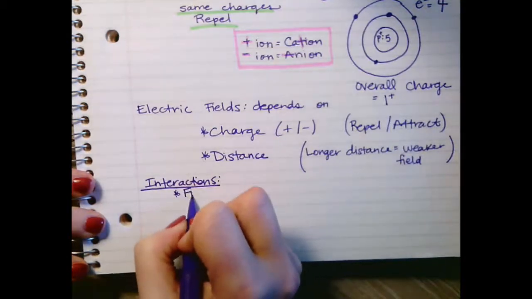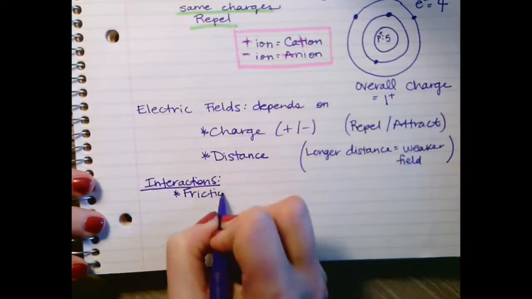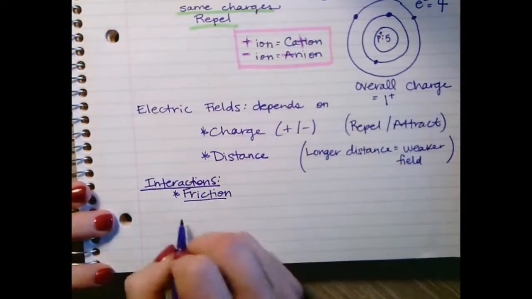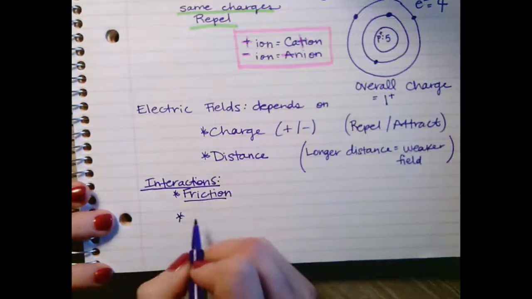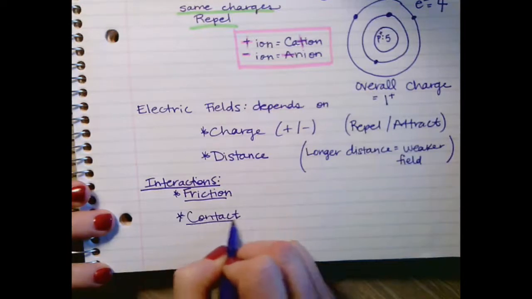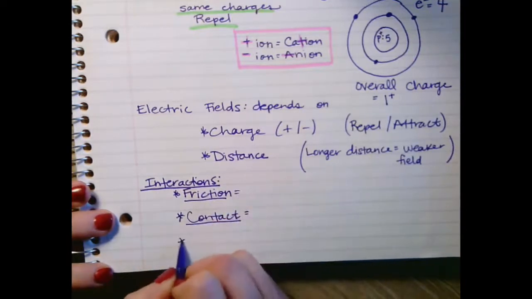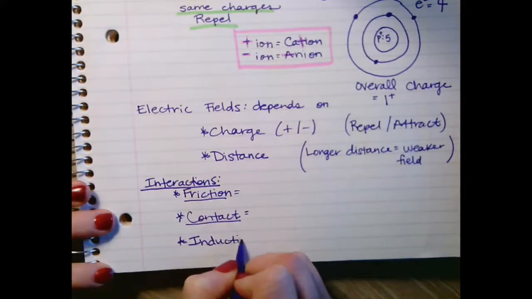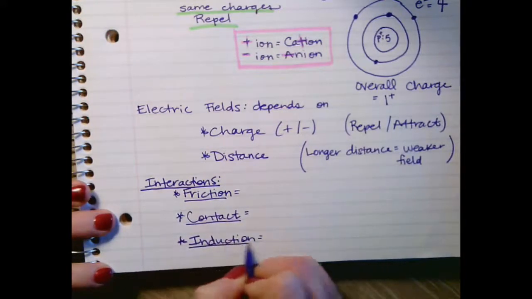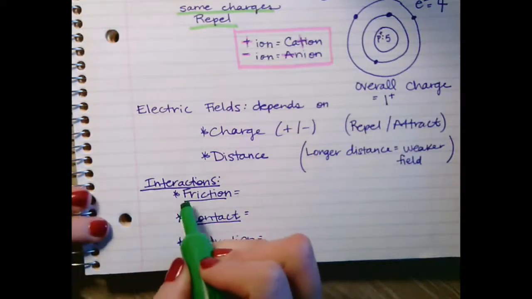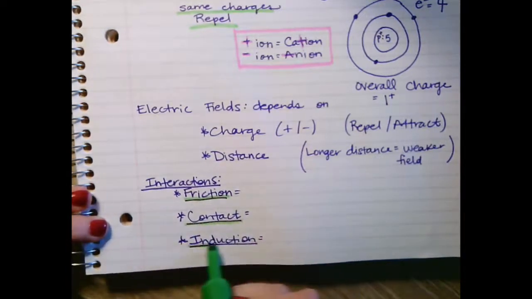We have friction, so you can convert the charge while they're touching, and that's when they're moving. Then we have contact. And then the last one I'm going to talk about is what we call induction. Okay, so we're going to talk about these three real quick. So these three are some main ideas.